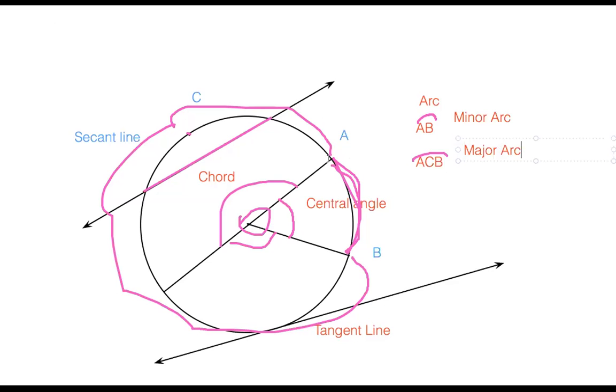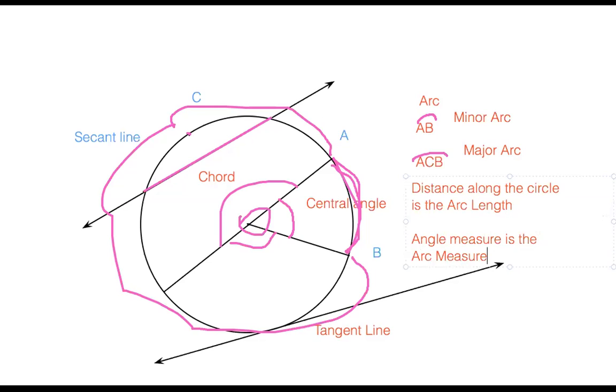Now, this distance here is called the arc length. So this distance along the circle is called the arc length. I think maybe I'll write that out here. Whereas the angle measure is the arc measure. So there we have it. Those are some things that you can kind of clue in on.